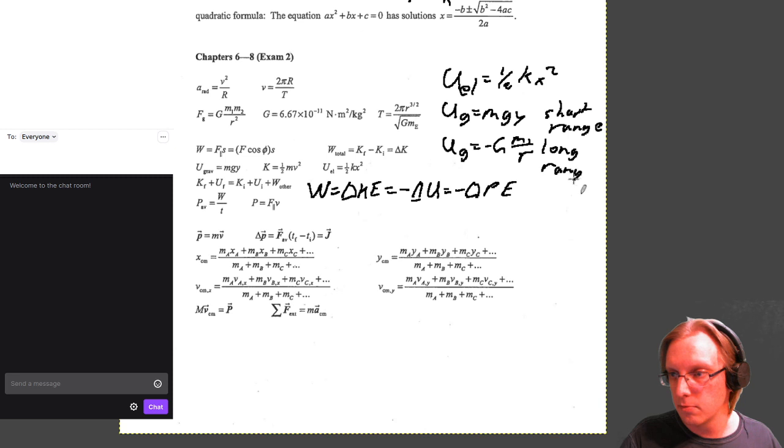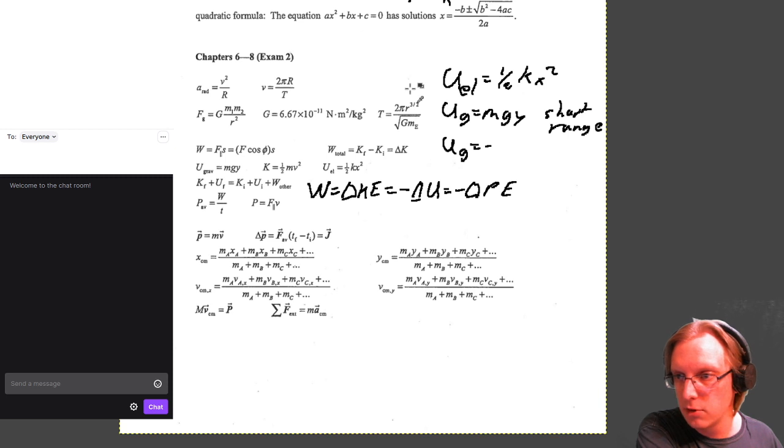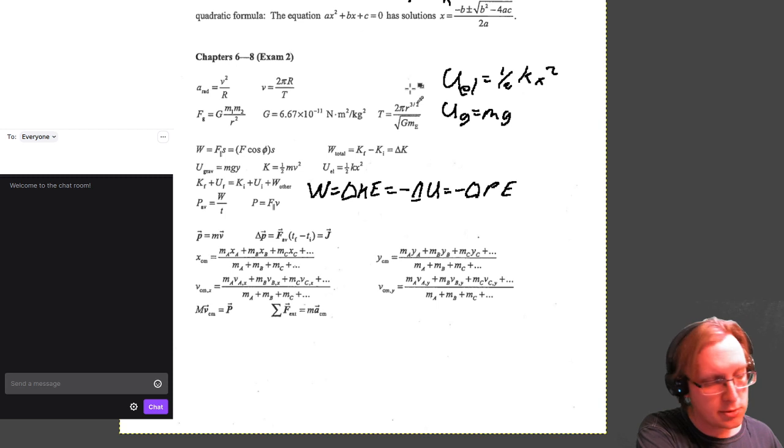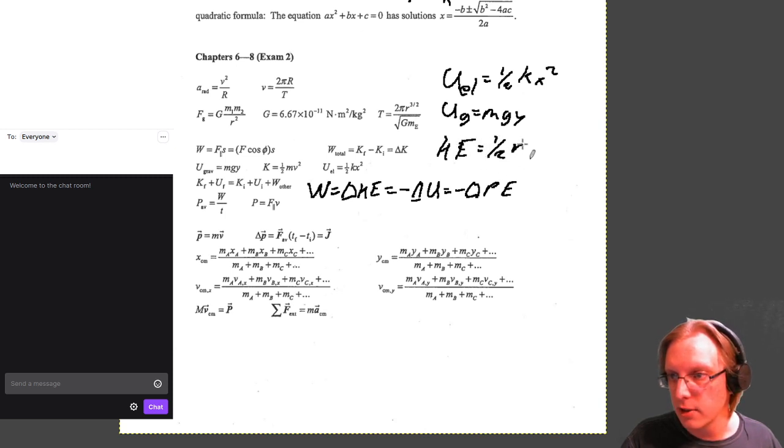It's a thing that exists, but we won't deal with that. That will not be part of this exam. Just the short range, that's all you have to deal with. There's the short range one. Kinetic energy is 1/2 mv squared every time. Nothing changes there. And then we have this lovely equation here.